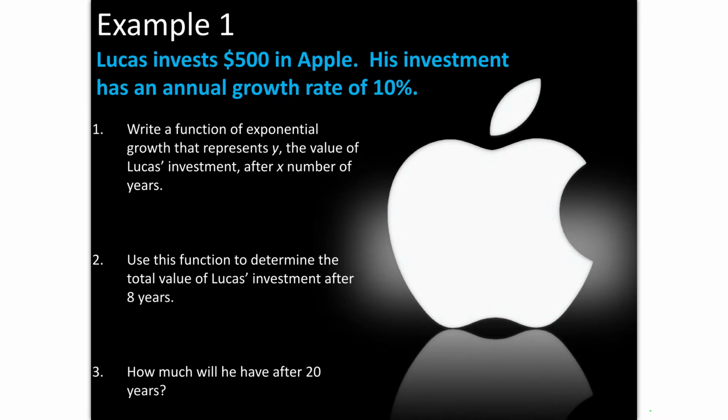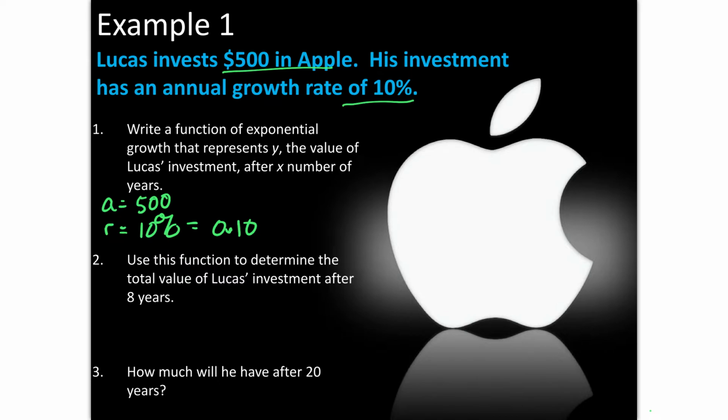Lucas invests $500 in Apple. His investment has an annual growth of 10%. So write a function of exponential growth that represents y, the value of Lucas's investment after x number of years. So we know that a is our initial amount, and our initial amount was 500. That's what he put in. And our r value is 10%, but we must change that to a decimal. So r is 0.10. And then after x number of years.